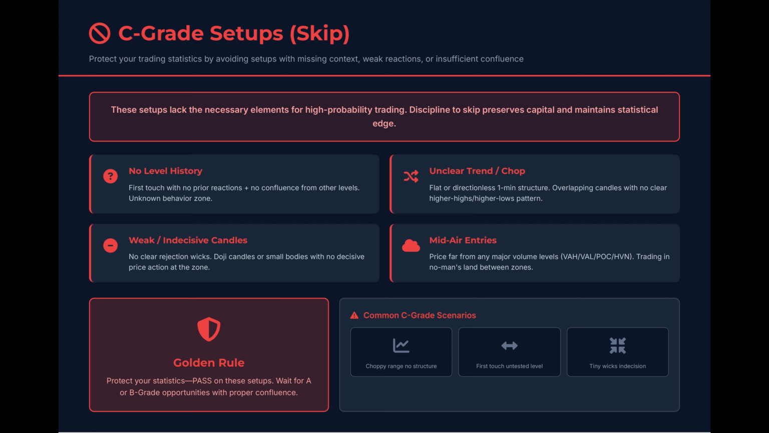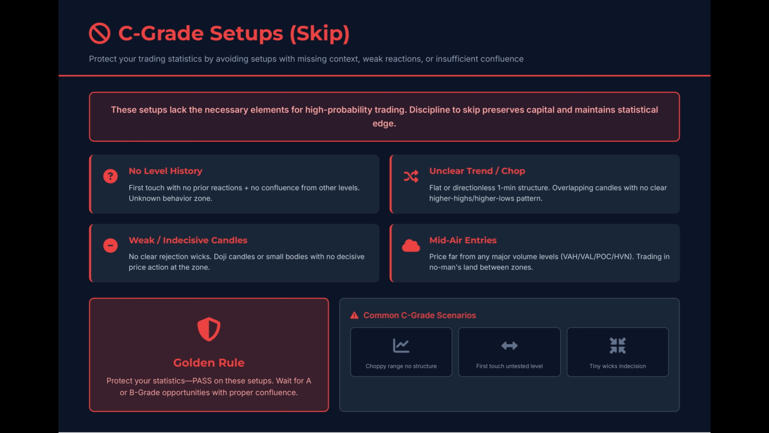Rule 3. If there's no strong rejection candle, do not trade. A weak candle means weak participation. If institutions aren't interested, you shouldn't be either. Wait for that long wick, that engulfing pattern, that decisive move away from the level that says, yes, this level matters.